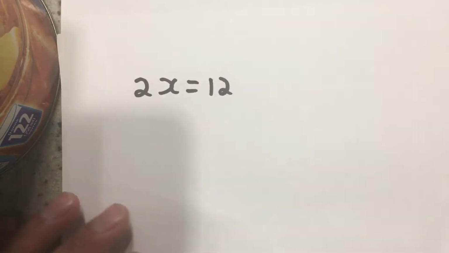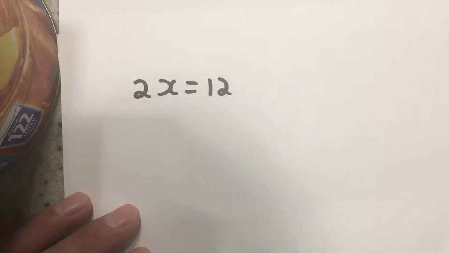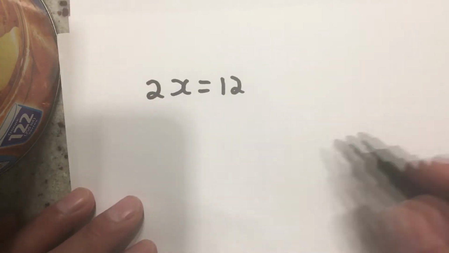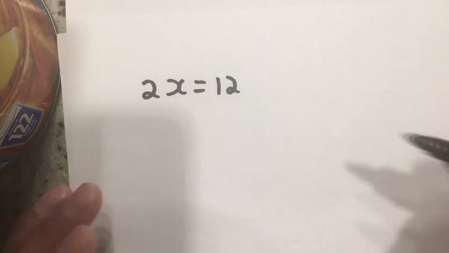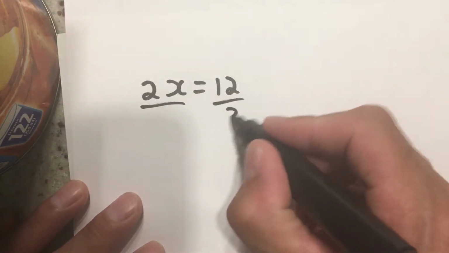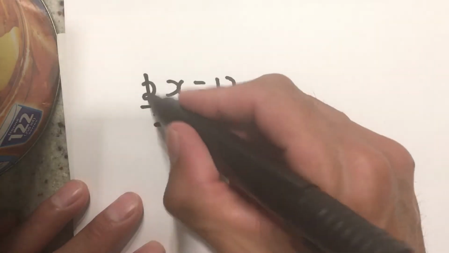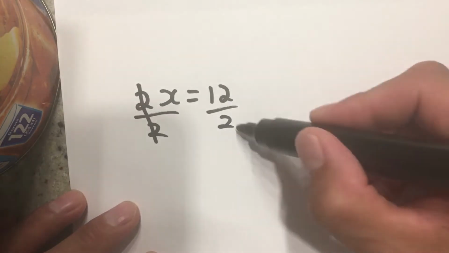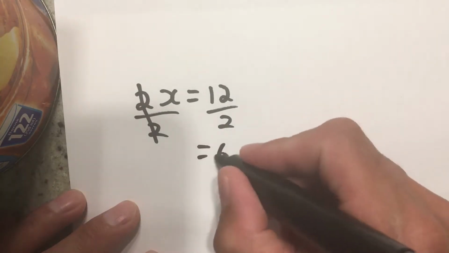Here we've got 2x is equal to 12. X is being multiplied by 2. We're going to divide both sides by 2. They cancel out here, and 12 divided by 2 is equal to 6.